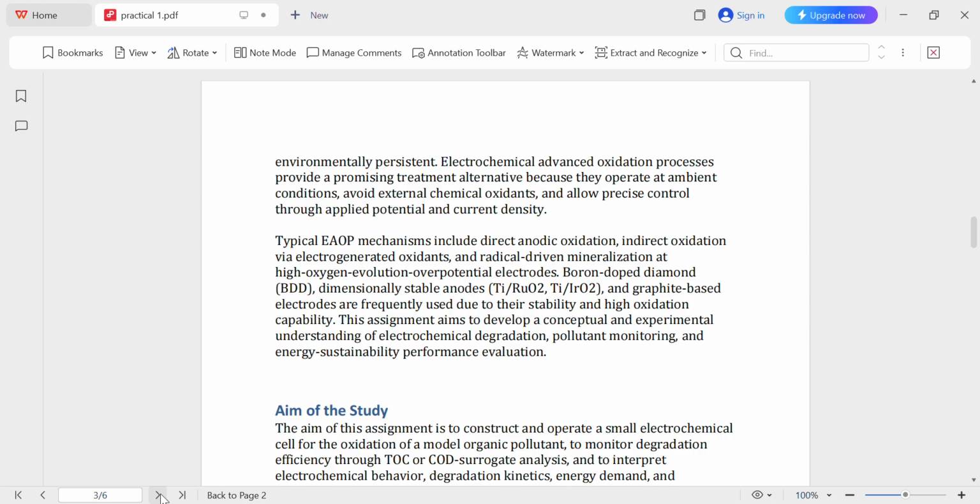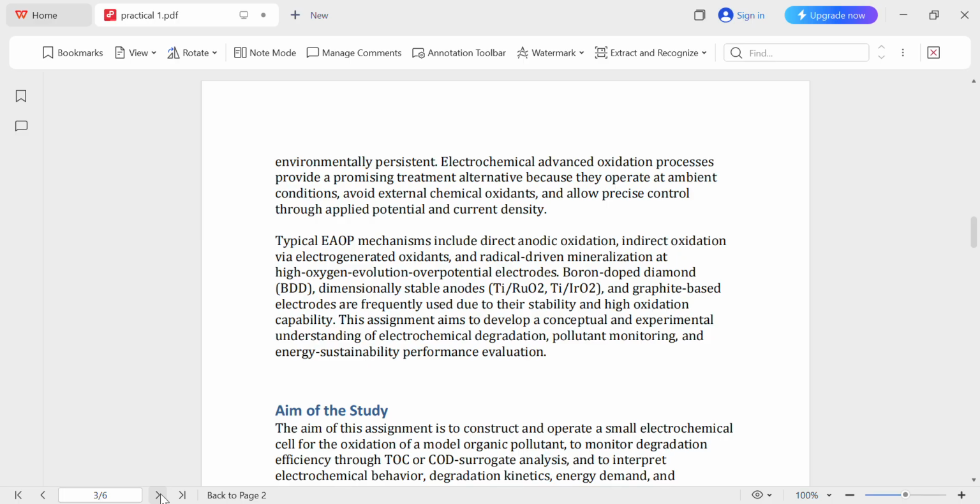Electrochemical advanced oxidation processes provide a promising treatment alternative because they operate at ambient conditions, avoid external chemical oxidants, and allow precise control through applied potential and current density. Electrochemical advanced oxidation processes are a good alternative method to clean these tough wastewaters. They work at room temperature and pressure, so no special conditions are needed. They do not need extra chemicals to work. The process can be controlled precisely by adjusting the electricity.